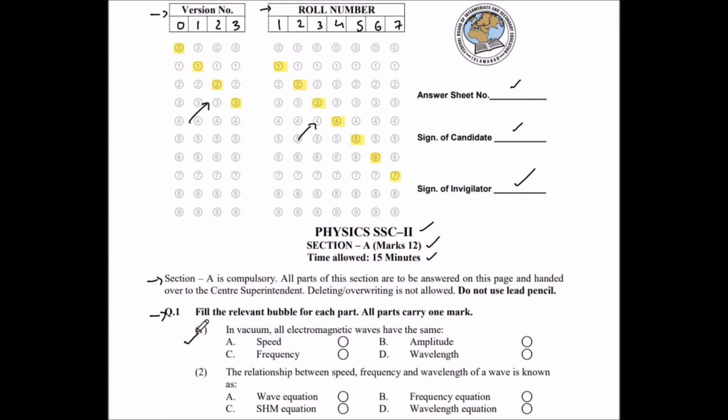Number 1. In vacuum, all electromagnetic waves have the same: you have 4 options: speed, amplitude, frequency and wavelength. Remember one thing, vacuum means no medium, empty space. And when electromagnetic waves move through vacuum, they have the same speed. So that's why option A is the right answer, and you fill the bubble in front of this option.